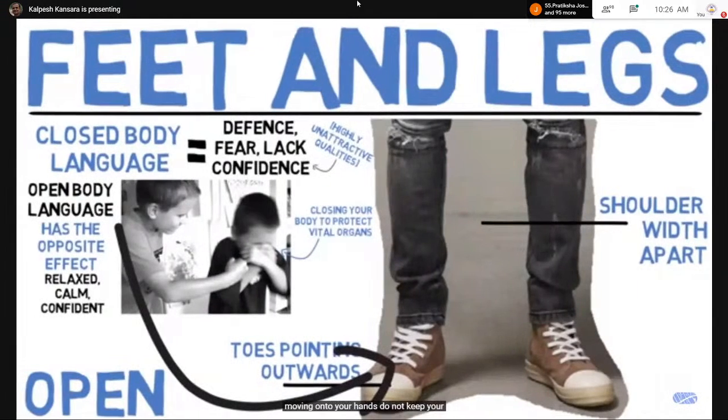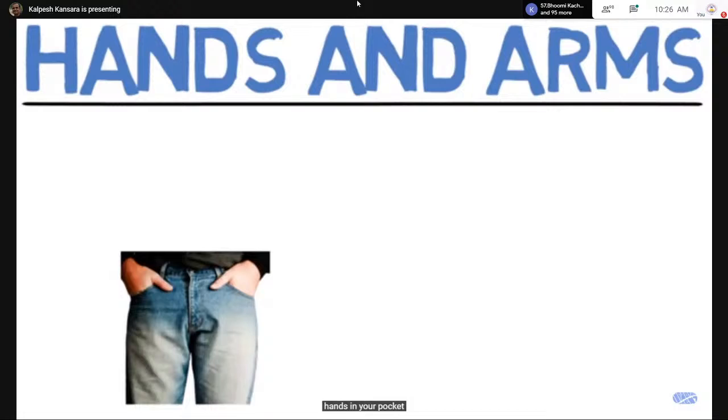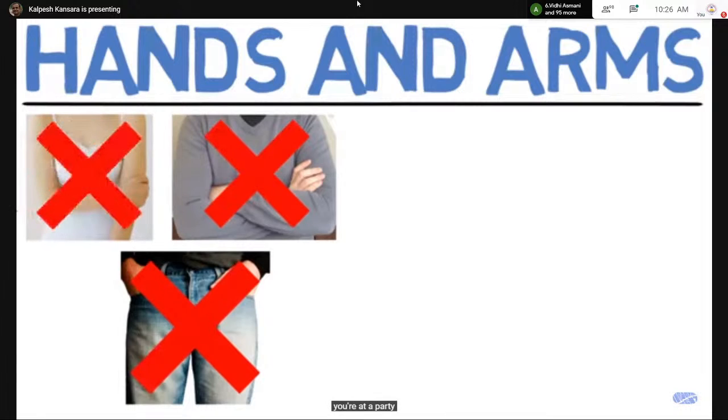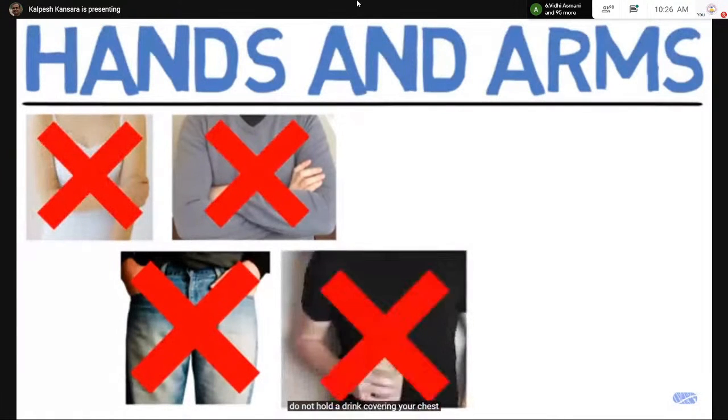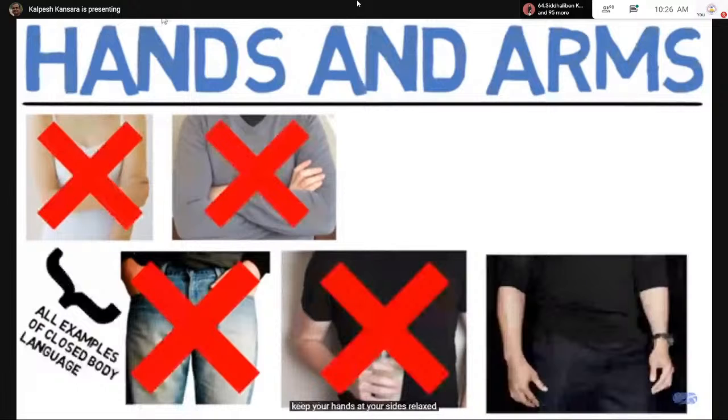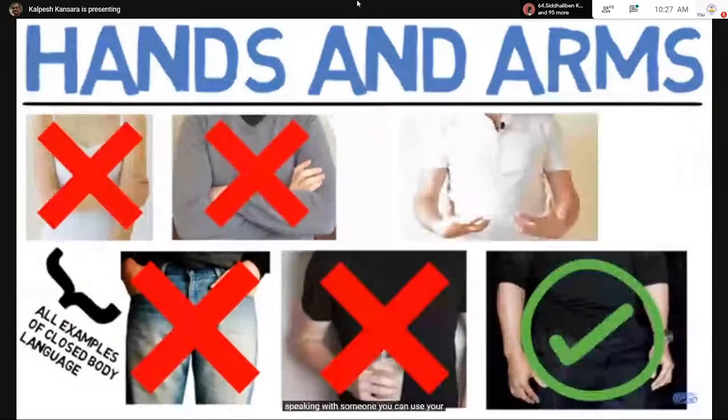Moving on to your hands. Do not keep your hands in your pocket. Do not cross them. Do not have one hand holding the arm of the other hand. And if you're at a party, do not hold a drink covering your chest. All of these are forms of closed body language. Keep your hands at your sides, relaxed, even if you have a drink. If you're speaking with someone, you can use your hands to emphasize certain points.